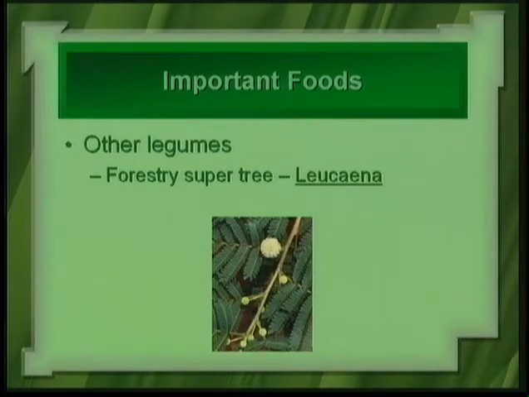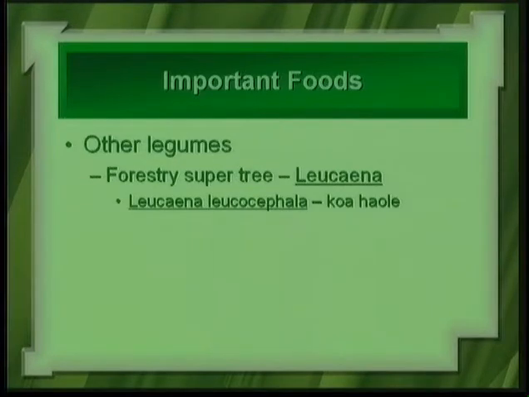People also call it lucina. Lucina is a genus name, and a particular species is Lucina leucocephala. Why is it a forestry super tree? Well, for one thing, it can grow up to 30 feet tall in 1 year. It grows very quickly. Lucina leucocephala. It's also a nitrogen fixer, another legume that fixes nitrogen.